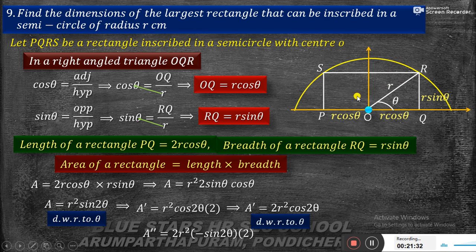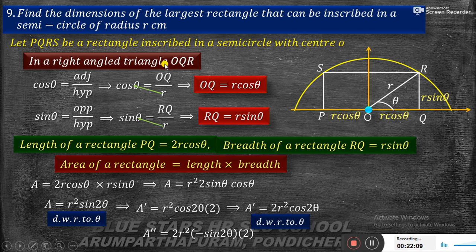So you see this diagram, the rectangle lies in the semicircle. The circle radius is r centimeter, therefore OR is the radius, which they give as r centimeter. Now from this diagram, the first line I write: let PQRS be a rectangle inscribed in a semicircle with center O. Inscribed means it lies within the semicircle.